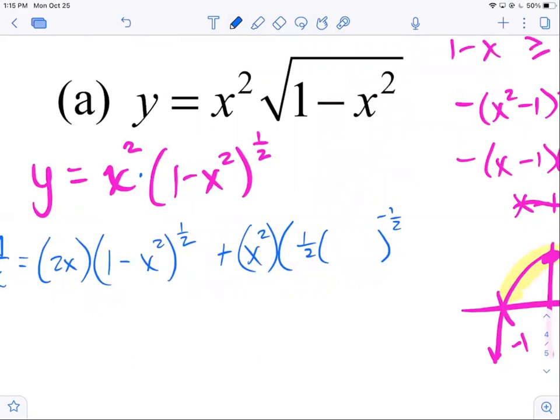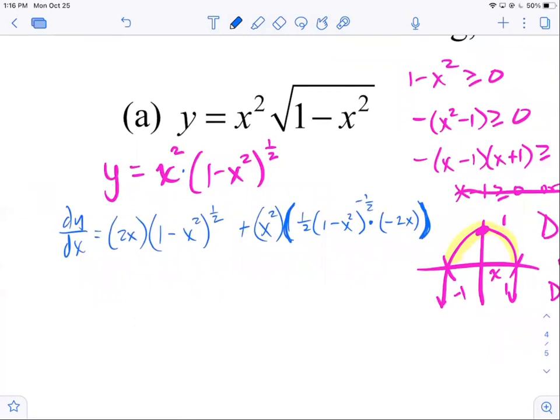Right? And see how I did that again? One-half blob to the negative one-half, and then I write the blob in there, times the chain rule, the derivative of the blob. What's the derivative of 1 minus x squared? Negative 2x. Close that, and then close this. So there you go.